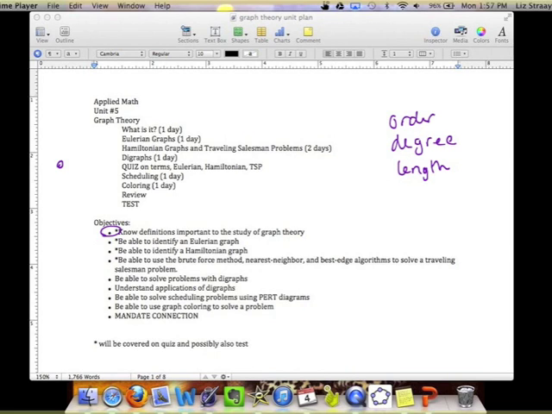What's the order again? The order is how many vertices are in the whole graph. Okay. And what was the last word? Length. Wait, what's degree? The degree is how many edges are coming out of a vertex, or how many other vertices it's connected to, if it's a simple graph. In general, it's how many edges are coming out.